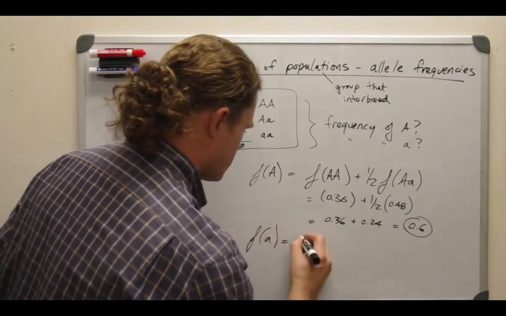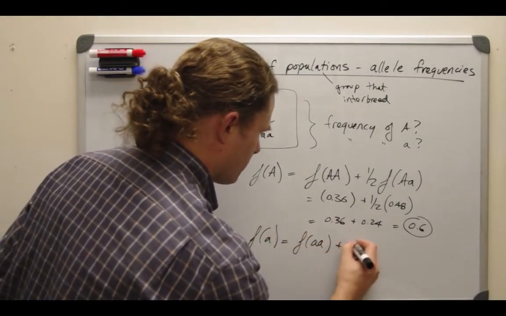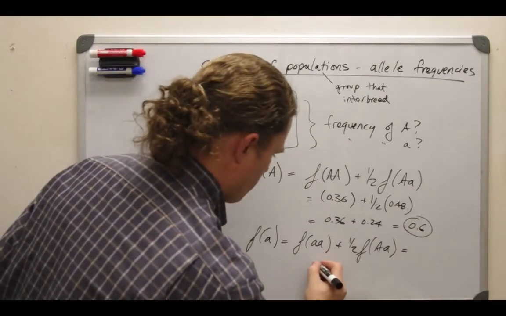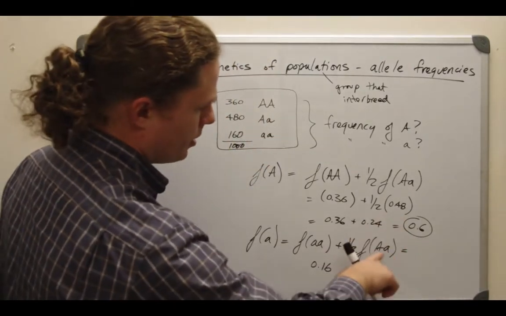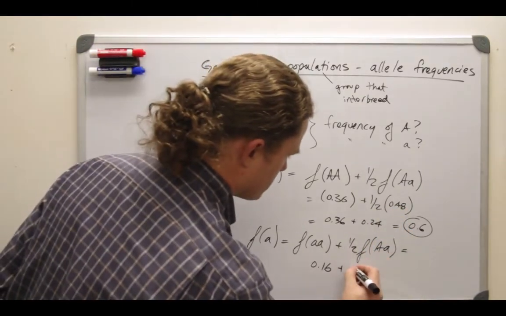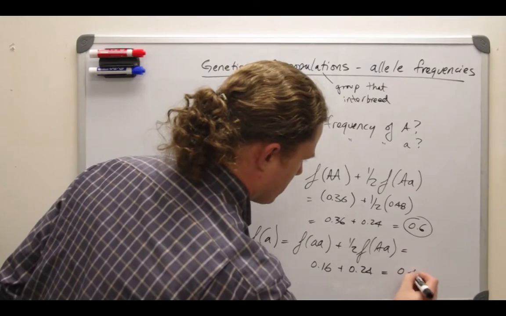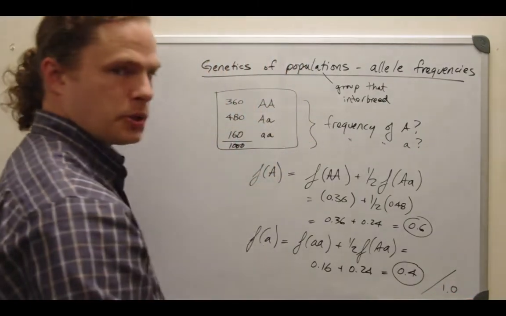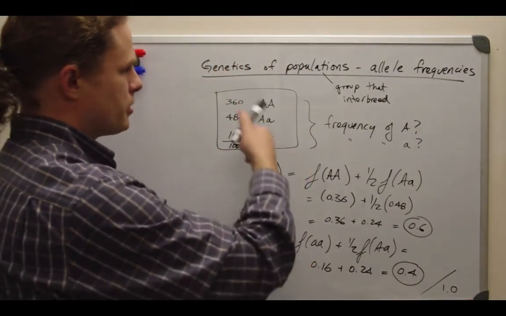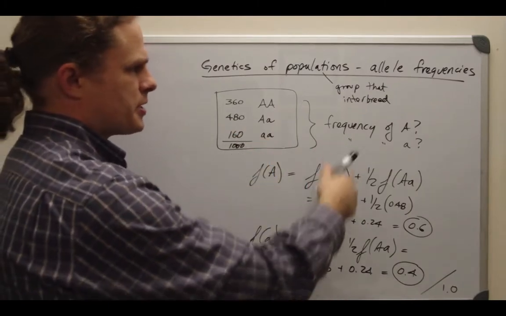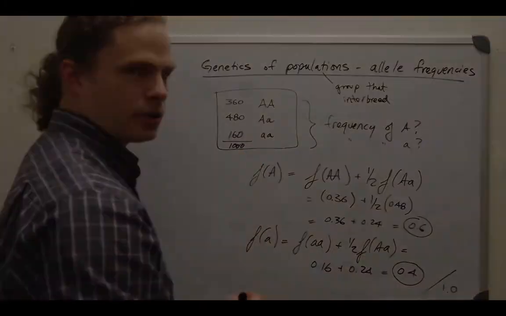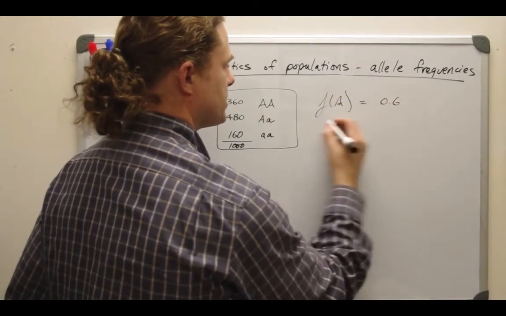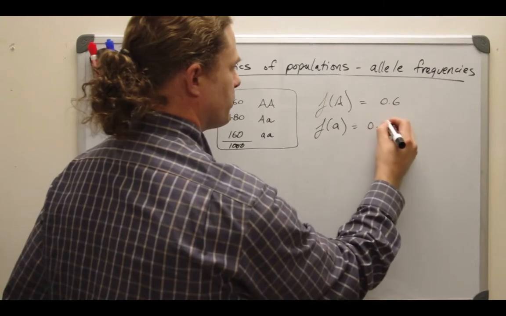Likewise, the frequency of the little a allele is equal to the frequency of the homozygous little a plus 1/2 of the frequency of the heterozygote. We now have 0.16 for this, and as we just calculated, this is 1/2 of 0.48, so 0.24, and you'll see that that equals that 0.4 that we were just discussing using the previous method, and again those two add up to a total of 1. So this is a way to determine, based on genotypes or counting alleles, what the frequencies of these alleles are within this population. As we just determined, the frequency of the big A allele is 0.6, and the frequency of the little a allele is 0.4.